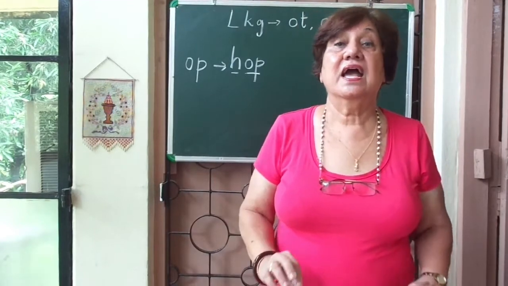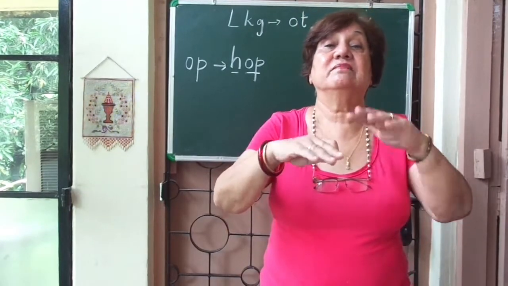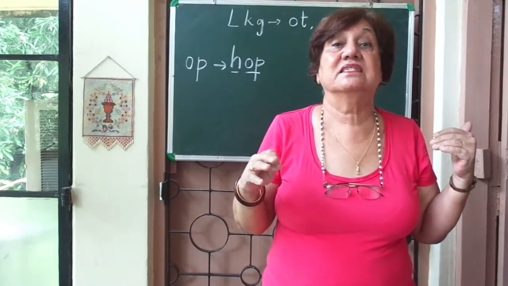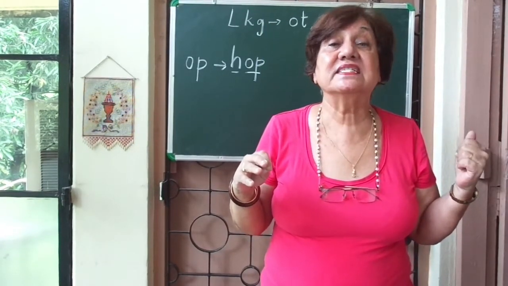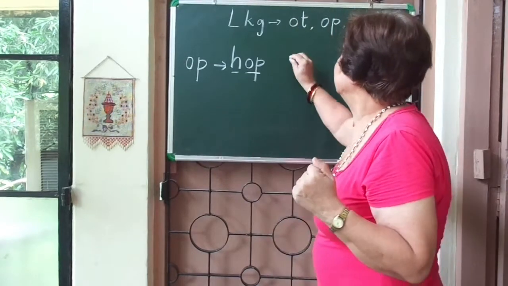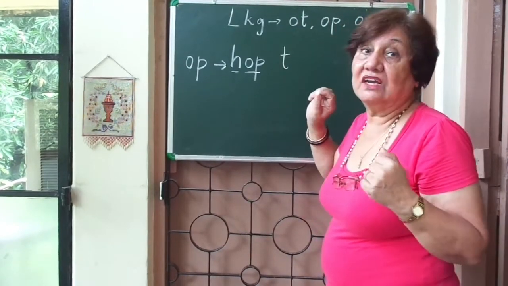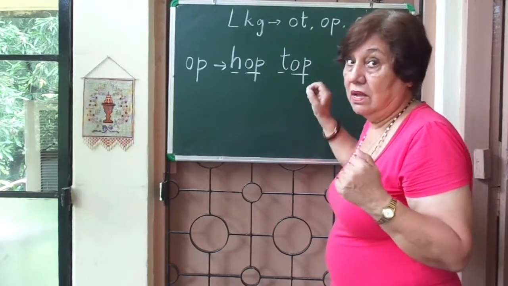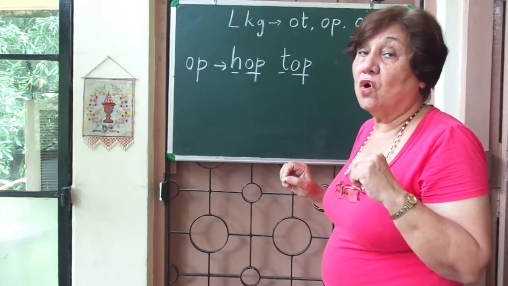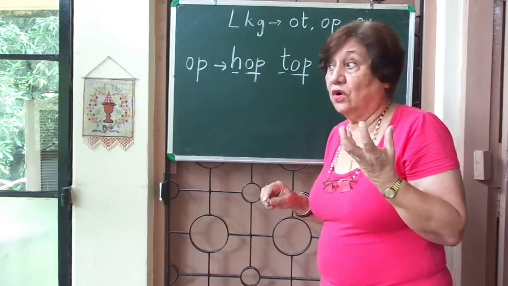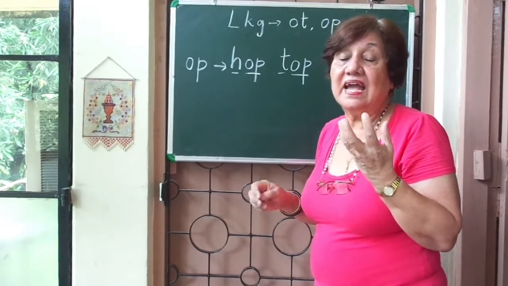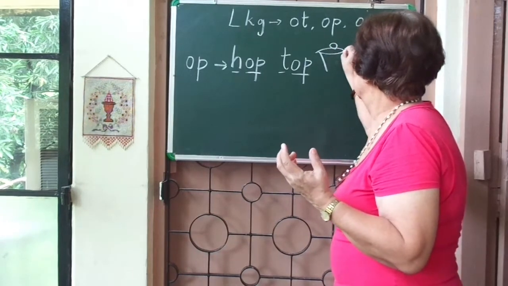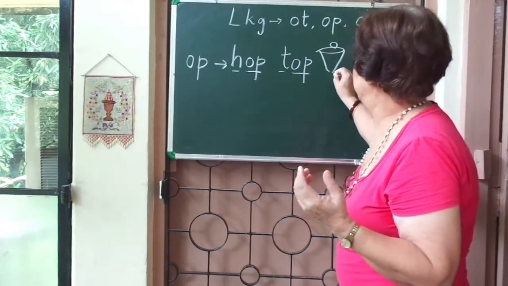Now, any other word that you know? Sometimes you say, I have climbed to the top of the staircase. So, top. Who says the? T says the. And OP is op. Top. Top is also a toy with which you play. It is like this. Look. At least when I was small, I used to play with the top.